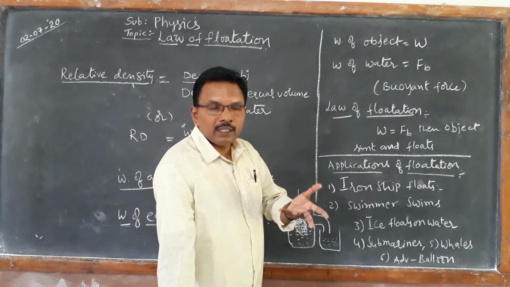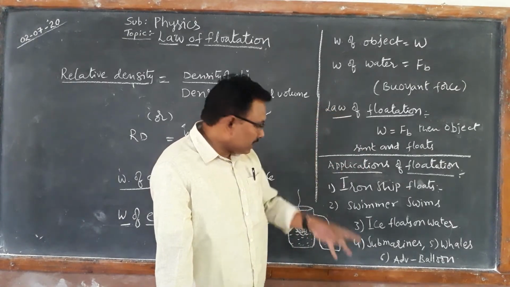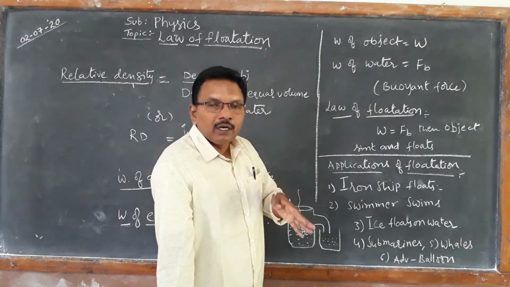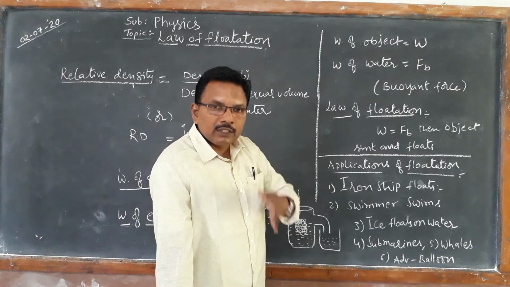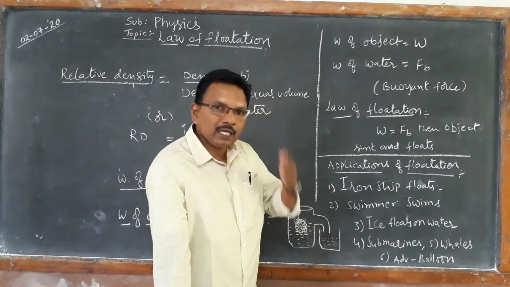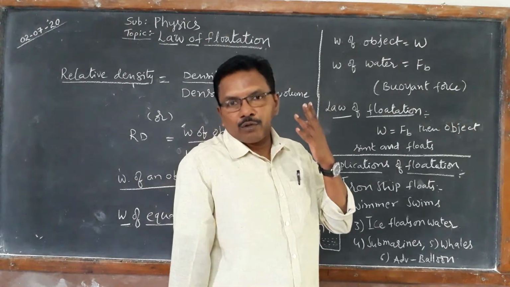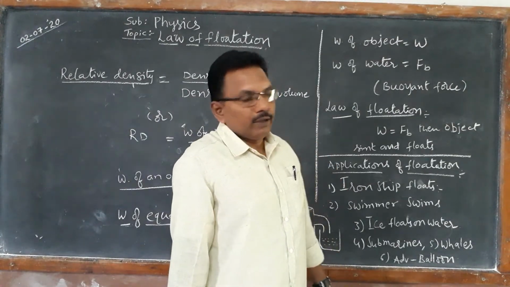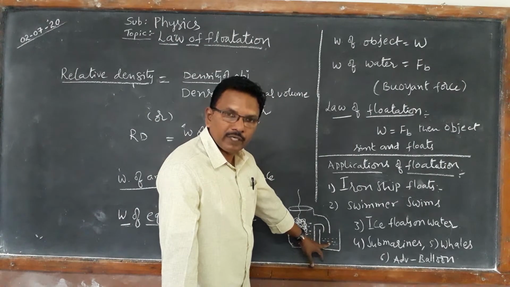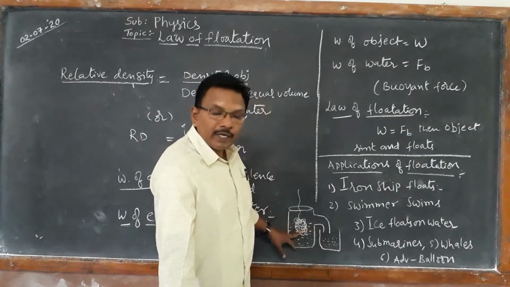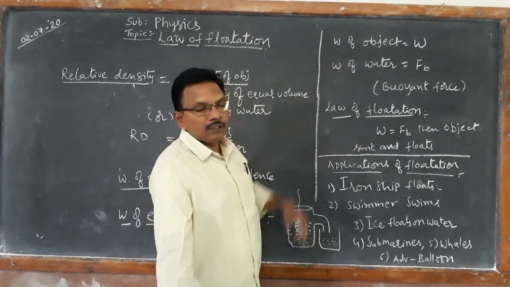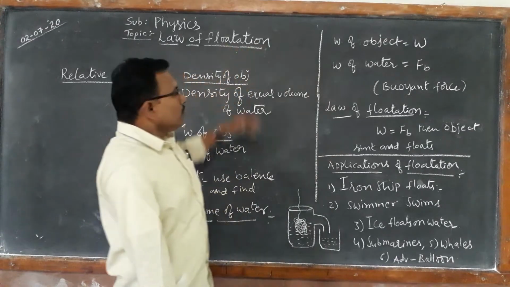Measure the empty jar, then take this liquid and find again the weight of the jar with liquid, and subtract the previous weight from this weight; then you will get only the liquid weight. In the previous class we discussed how to measure the weight of a liquid. So find the weight of this overflow liquid and the weight of the object. By using these weights we can state the law of flotation.